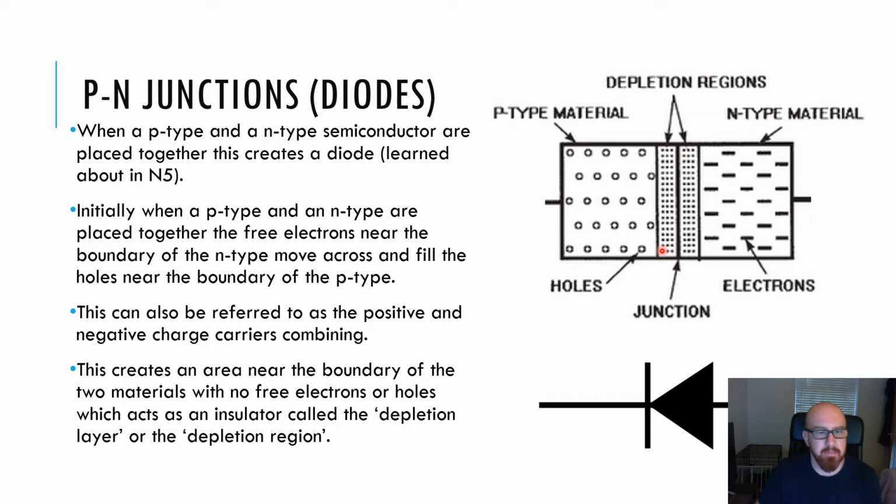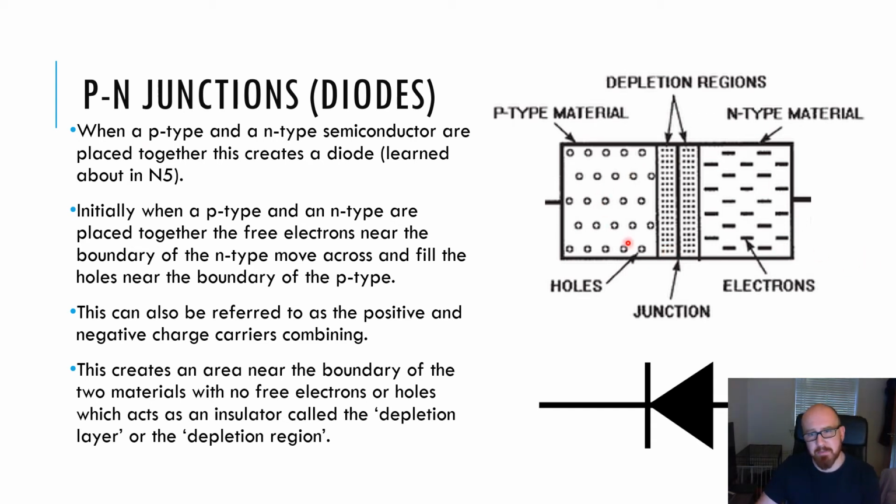And this is known as the depletion zone, or the depletion region, or the depletion layer. There are no free charge carriers in that area. So that area has basically become an insulator, because there is no ability for any extra charge to flow in there. It's not a semiconductor like these materials here. So the electron has jumped across the gap at the boundary and filled in the hole. We refer to this as the positive and negative charge carriers having combined to form an electron-hole pair. This creates an area near the boundary of the two materials with no free electrons or holes, which acts as an insulator called the depletion layer or depletion region.